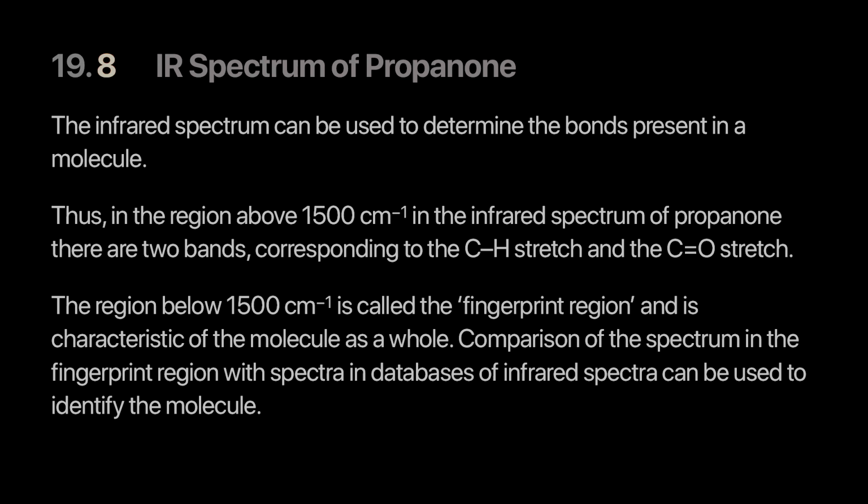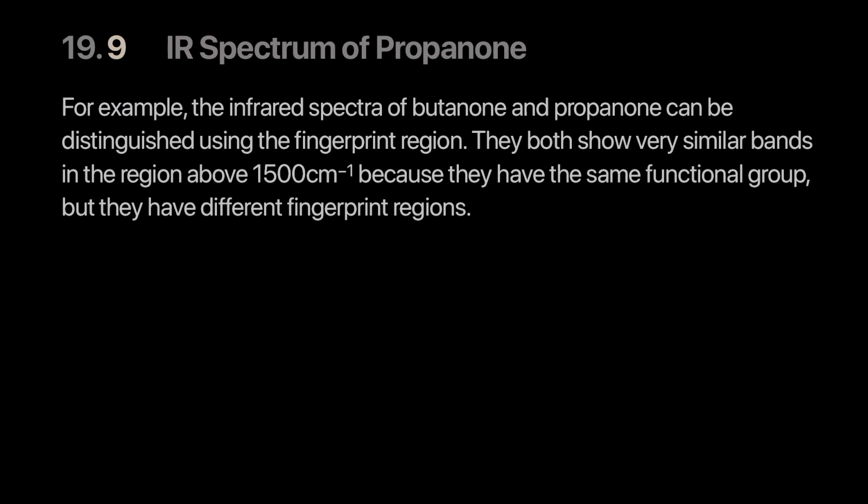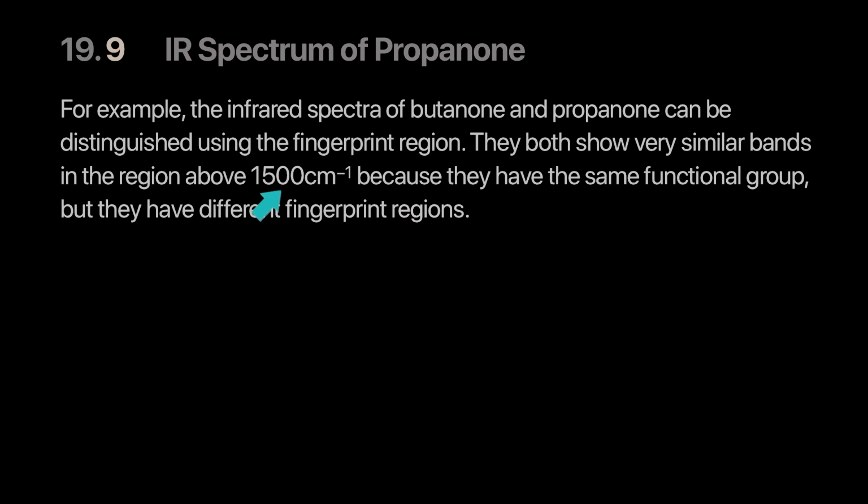So this is what I was saying: we could identify the CH bonds and the CO bonds, but the fingerprint region characterizes the whole molecule as a whole. And we can compare that with a database of infrareds and use it to identify the molecule. But that will not be your job. Your job will be to use the infrared spectrum above the 1500 region, and for that region, butanone and propanone will have similar bands or similar troughs because they're the same functional groups.